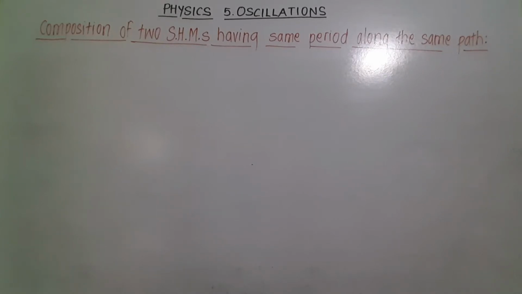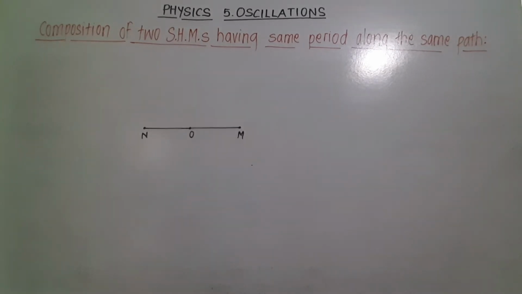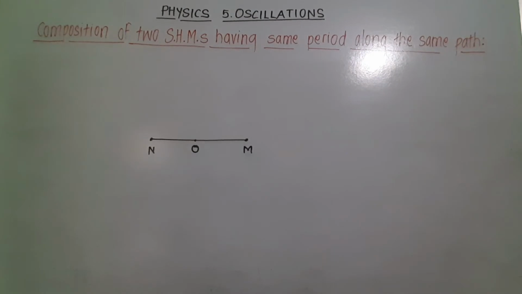Now we are going to study composition of two SHMs having the same time period and along the same path. Composition means combination of two SHMs. Now you know very well that SHM means simple harmonic motion, and simple harmonic motion is the simplest type of oscillatory motion. Consider a particle performing SHM along path MN.